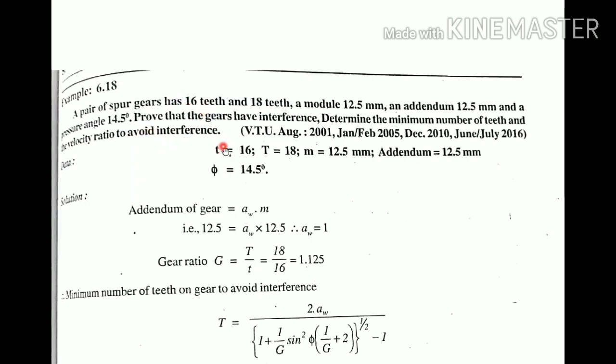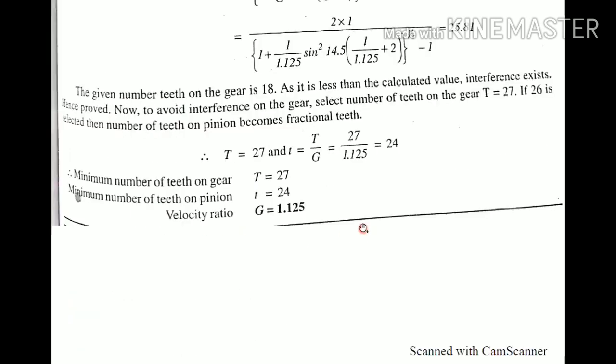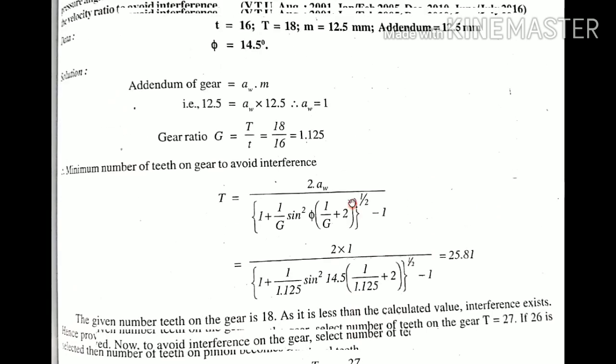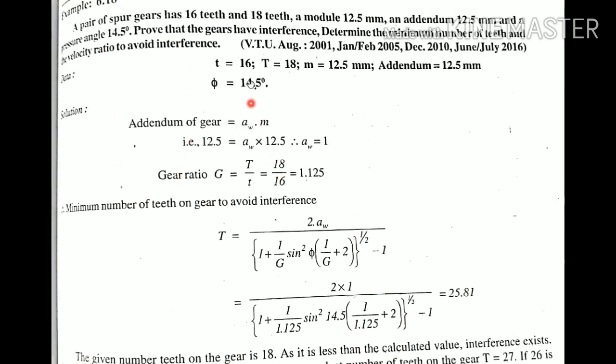Small t is equal to 16, capital T is 18, small m, the module, is 12.5, addendum is 12.5, pressure angle is 14.5. Therefore, using this, first question is what is the minimum number of teeth? Because we need to prove that we have interference.